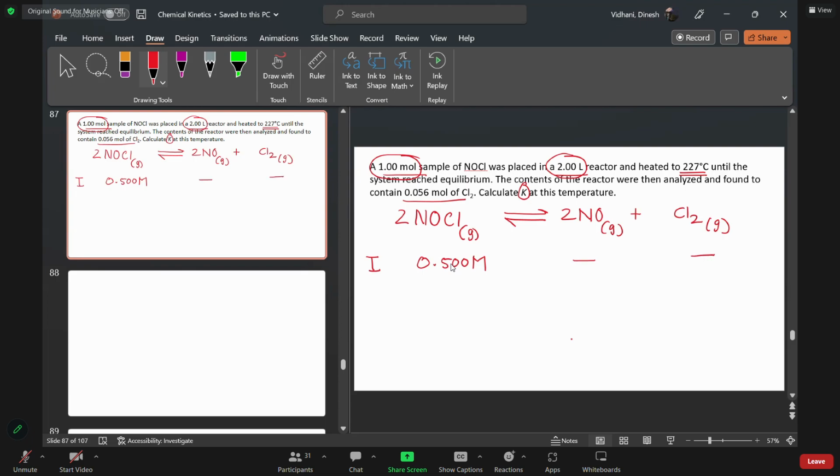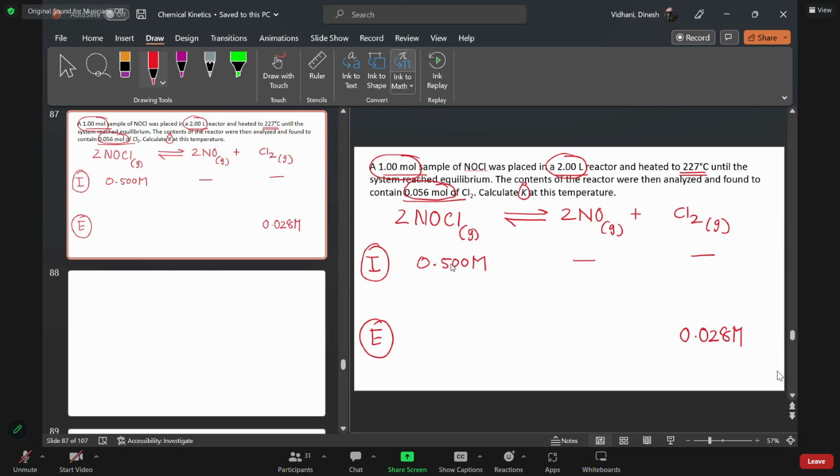Okay. Now, at equilibrium, I'll put it here. How much Cl2 is there in terms of moles? 0.056. Can you tell me the concentration of Cl2 at equilibrium? So I stands for initial, E stands for equilibrium. Let's see what we have. Very good. So at equilibrium, we have 0.028 molar solution of chlorine.